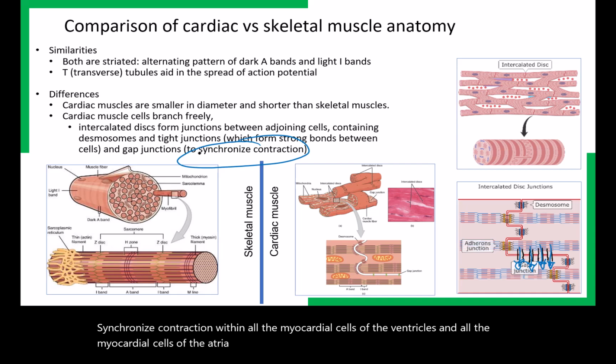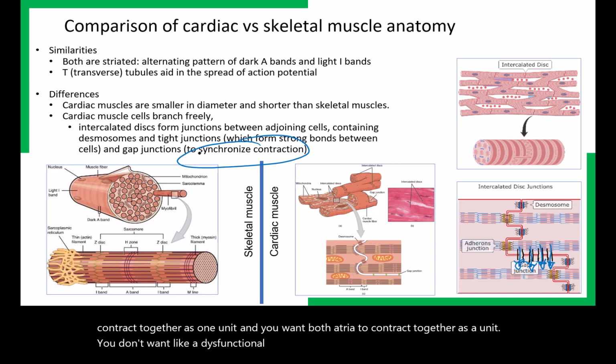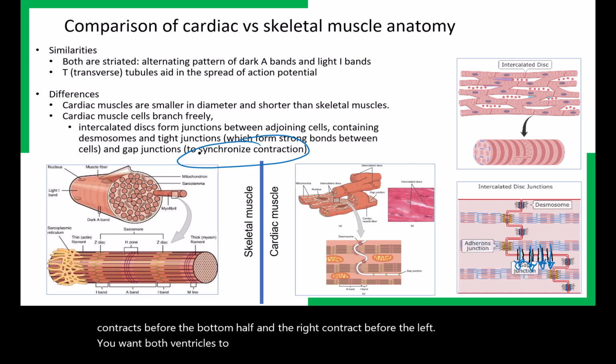Because you want the ventricles to contract together as one unit, and you want both atria to contract together as a unit. You don't want a dysfunctional rhythm where maybe the top half of the ventricle contracts before the bottom half and the right contracts before the left. You want both ventricles to contract at the same time, synchronously.